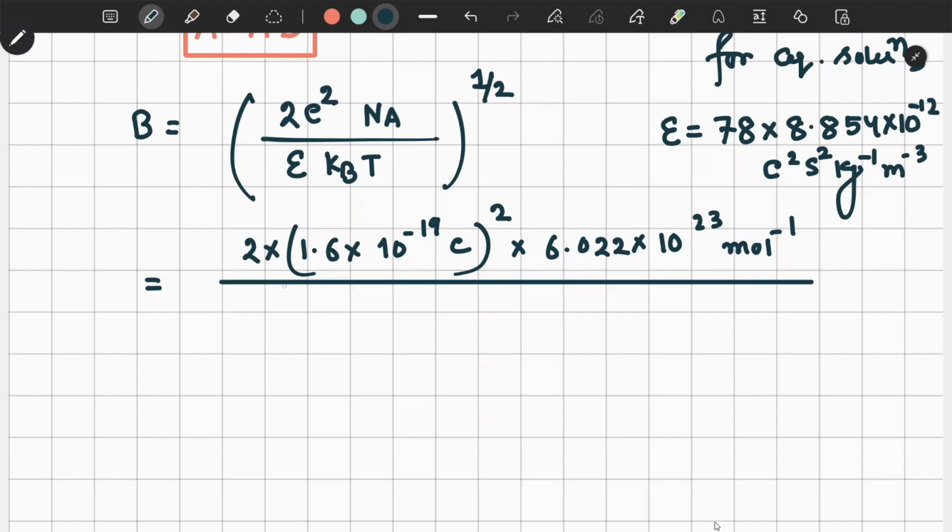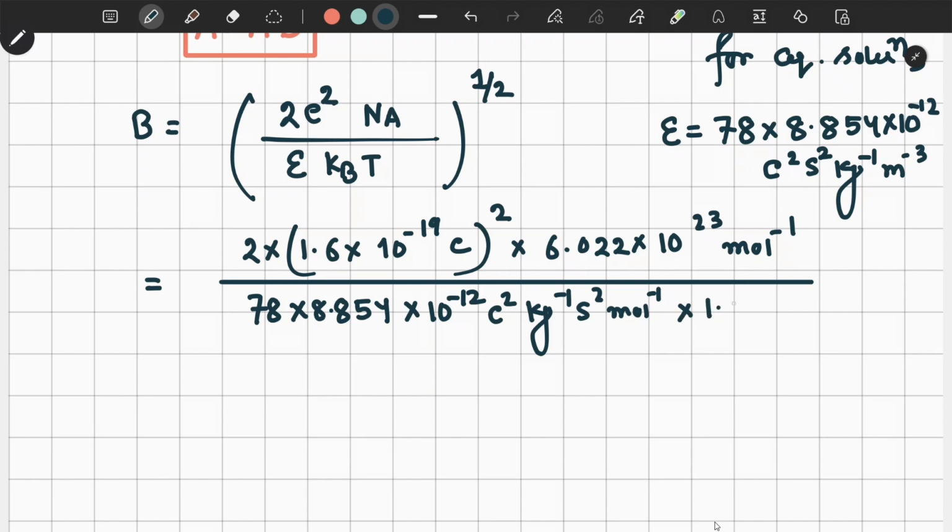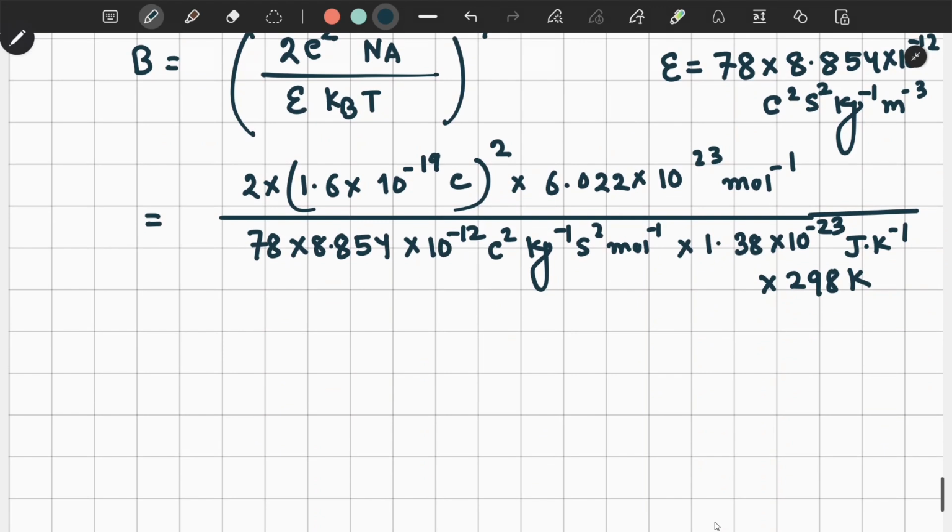Next is epsilon, that is 78 into 8.854 into 10 to the power minus 12 coulomb square. That's kb. kb is 1.38 into 10 to the power minus 23. What will be the unit of kb? Joule per Kelvin, and it is at 298 Kelvin. So the unit you have to just calculate.